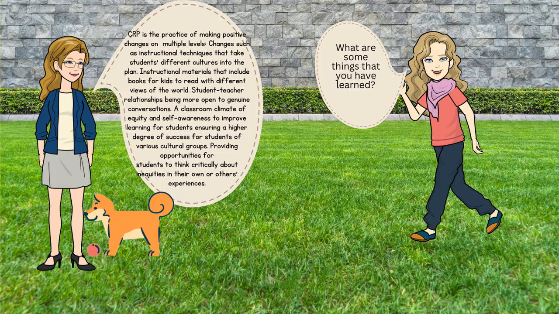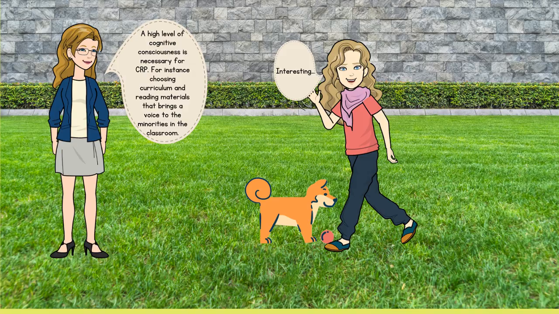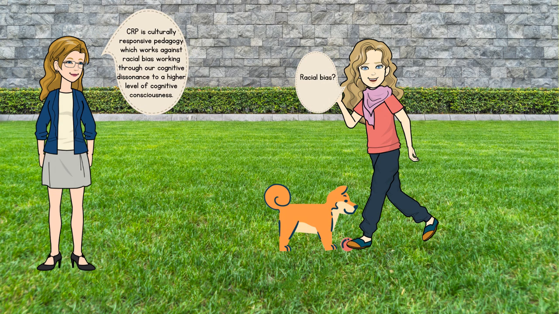Well, what are some things that you've learned? Well, a high level of cognitive consciousness is necessary for CRP. For instance, choosing curriculum and reading materials that brings a voice to the minorities in the classroom. Interesting. CRP is culturally responsive pedagogy which works against racial bias, working through our cognitive dissonance to a higher level of cognitive consciousness. Racial bias?